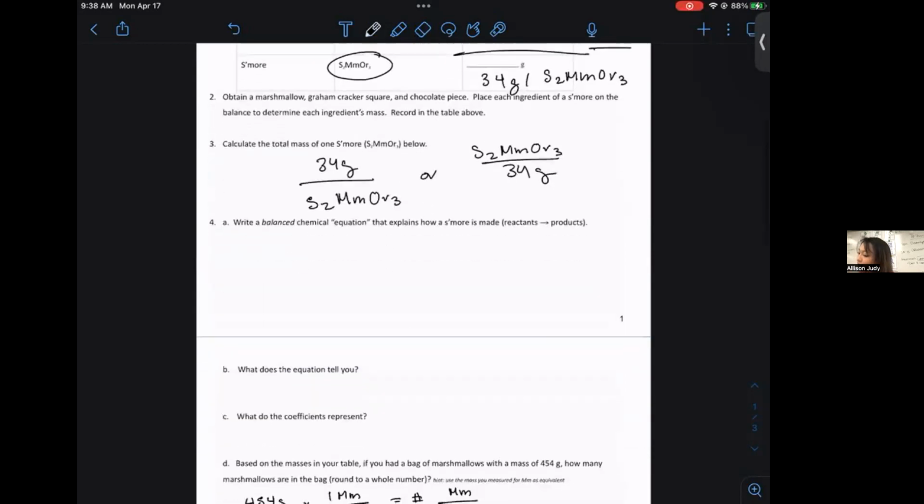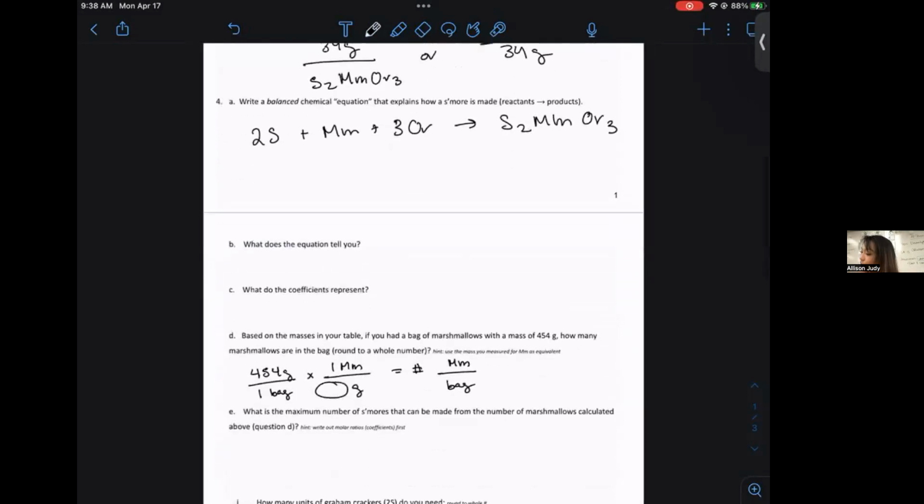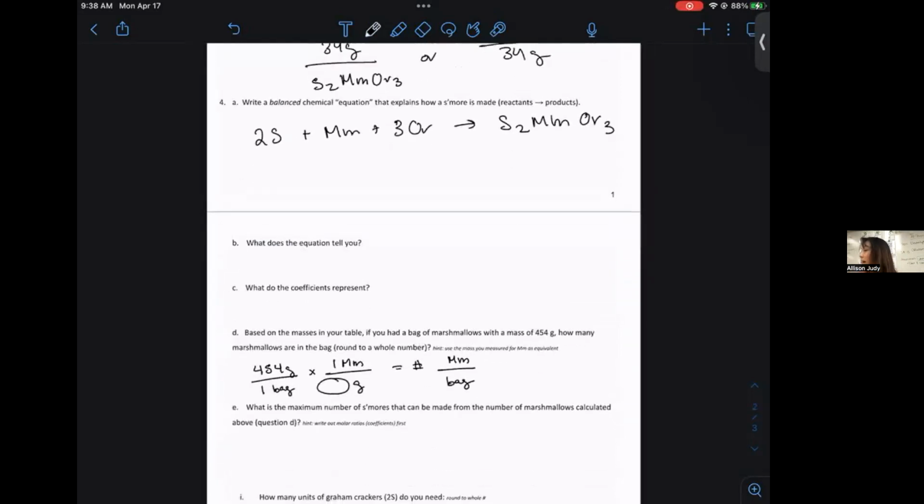Okay. So then what you got was a balanced chemical equation. This shouldn't have been too hard. 2 graham crackers, 1 marshmallow, and 3 chocolate pieces gave me a s'more. Okay. So what does the equation tell you? Well, it tells me how to make a s'more. What are the coefficients? The amount of each ingredient, the ratio of the ingredients to the s'more I make. So the ratio was 2 to 1 to 3 to 1. 2, 1, 3, 1. Okay.